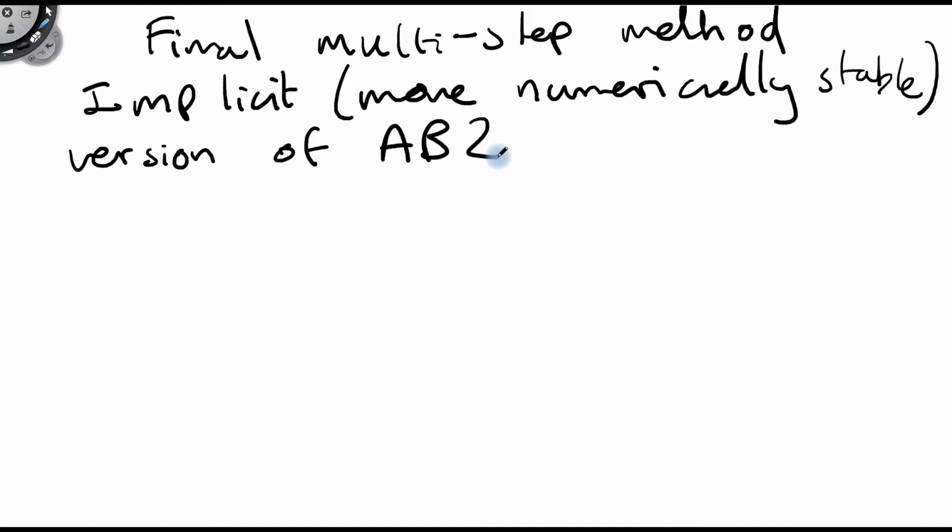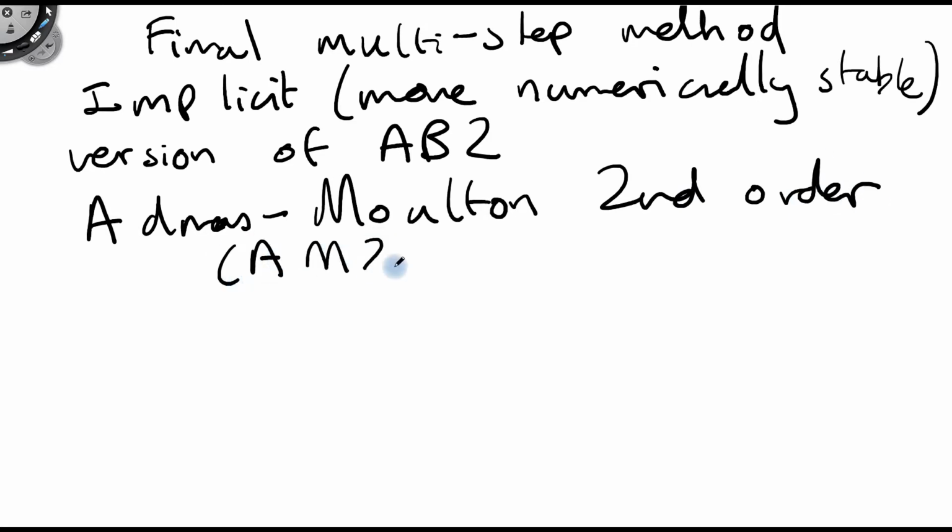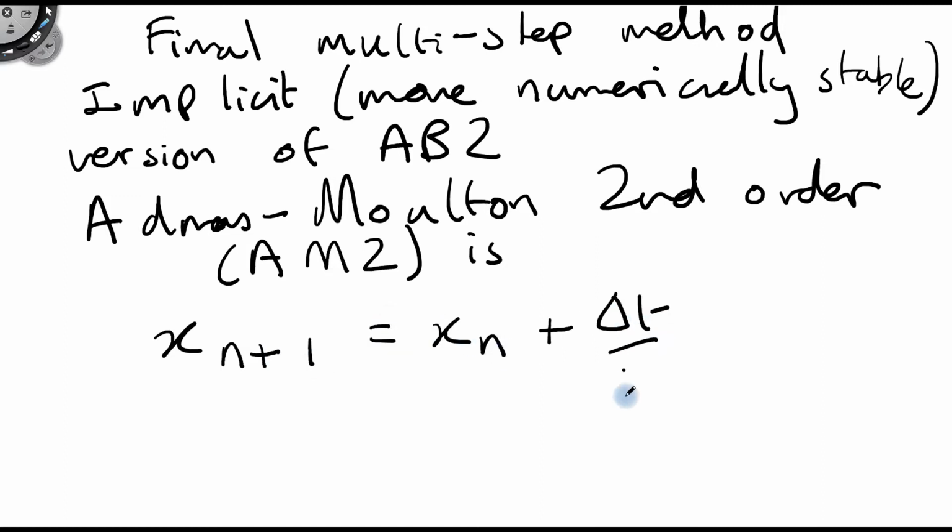Let me just write it down and then we'll derive it the same way. So Adams-Moulton 2, which is the implicit one, second order, plus delta t on 2, f of n plus f of n plus 1.